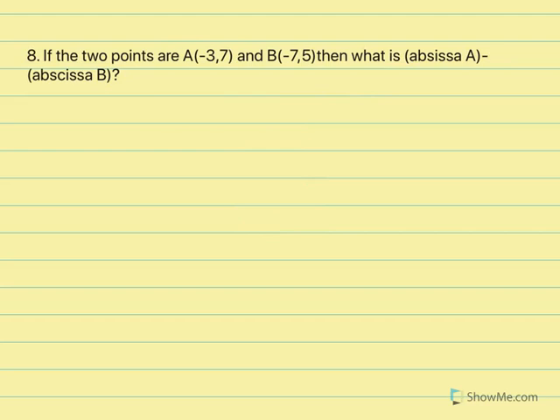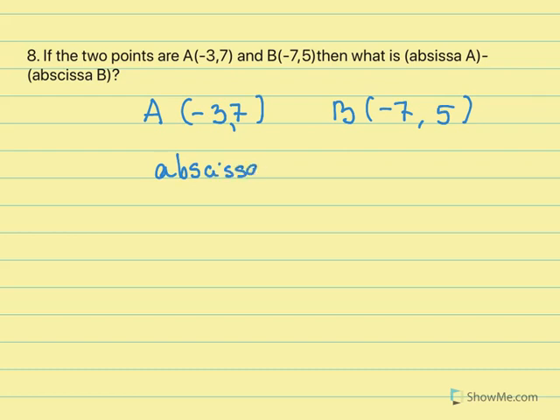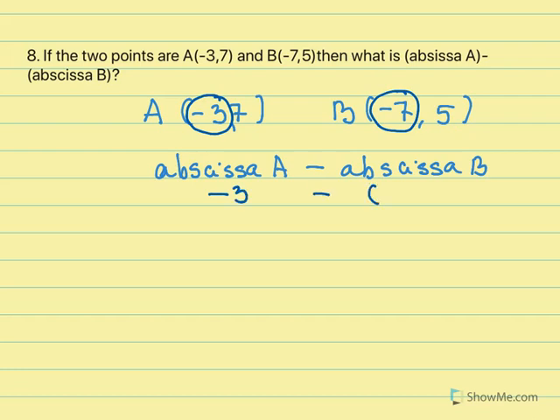If two points A is (-3, 7) and B is (-7, 5), what is the abscissa of A minus the abscissa of B? So we have to find abscissa of A minus abscissa of B. Now abscissa is the x coordinate. So which is the x coordinate? This is the x coordinate of A and this is the x coordinate of B. So x coordinate of A minus x coordinate of B. So -3 plus 7, that is 4.